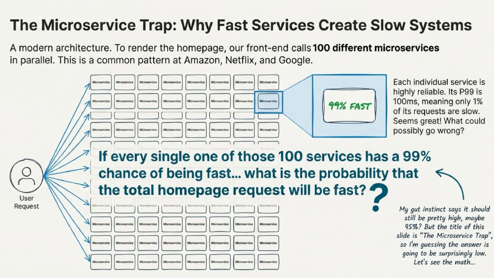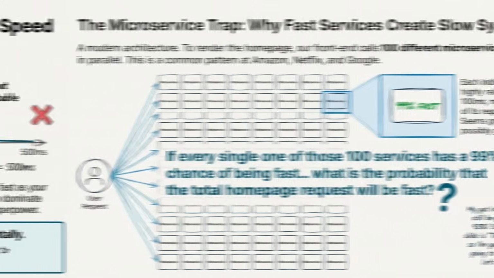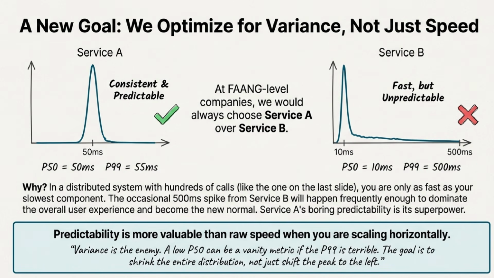As you increase the number of components in your system, the P99 of the components becomes the P50 of the whole system. The exception becomes the rule. This is why at FANG-level companies, we don't just optimize for speed, we optimize for variance. We would rather have a service that is always 50 milliseconds than a service that is usually 10 milliseconds, but occasionally 500 milliseconds. Predictability is more valuable than raw speed when you are scaling horizontally, because in a distributed system, you are only as fast as your slowest component.